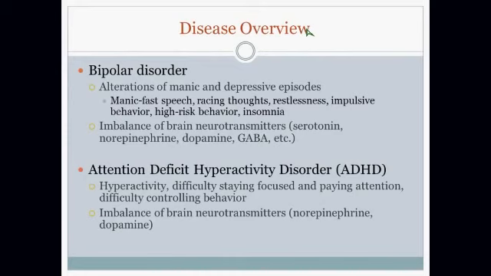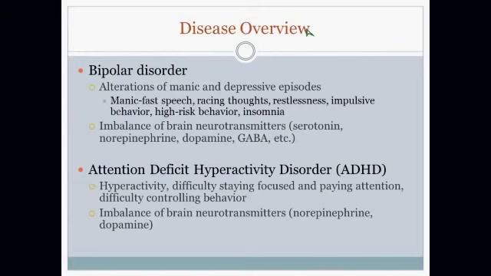Bipolar disorder, usually bipolar disorder presents as an alteration of manic and depressive episodes. Manic manifests as fast speech, racing thoughts, restlessness, impulsive behavior, high-risk behavior, and insomnia. And then, of course, the depressive episodes like we already discussed. We think that serotonin, norepinephrine, dopamine, and GABA are the neurotransmitters involved here. And GABA stands for gamma-aminobutyric acid. We always just call it GABA, though.